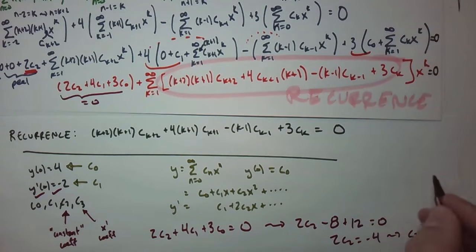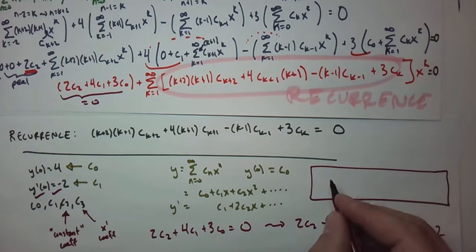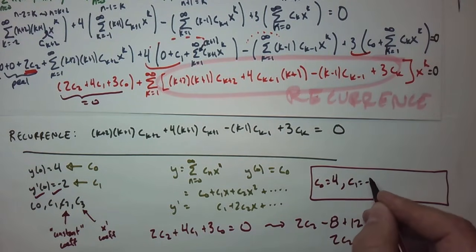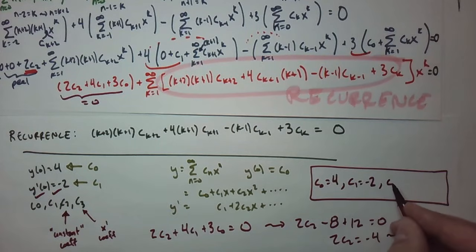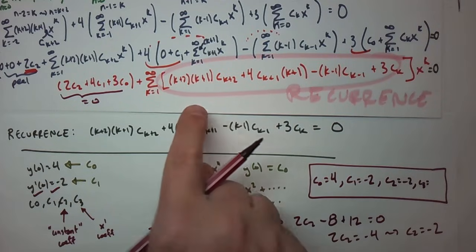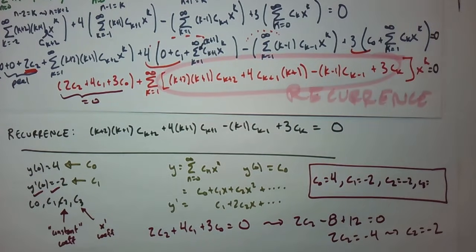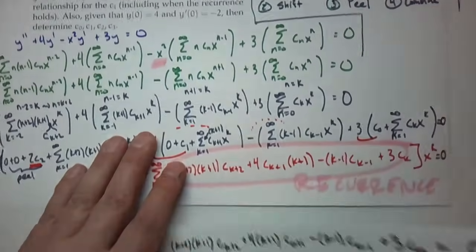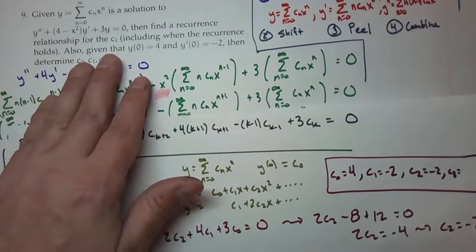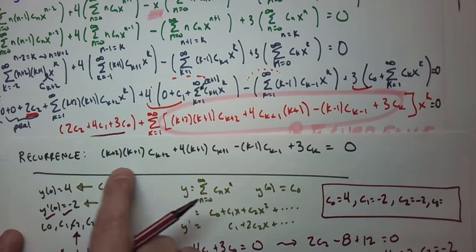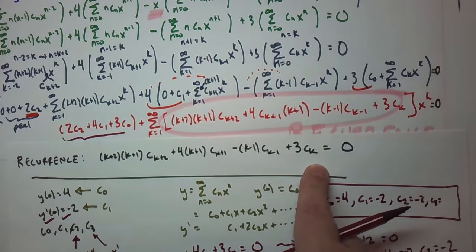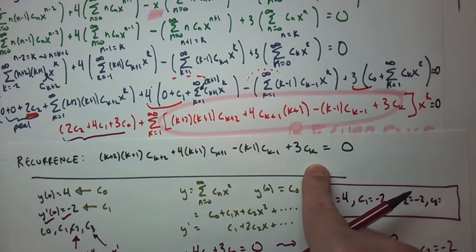All right, so maybe we should make a box here with our answers. So we said C0 is initial condition. We got that for free. C1, initial condition. Got that for free. C2, we used the constant coefficient, figured out that's negative 2. And then C3, well, where do we get that from? That's the recurrence. Oh, we forgot to mention one thing about the recurrence. When does the recurrence hold? So when is this true? For which values of k is this recurrence true?